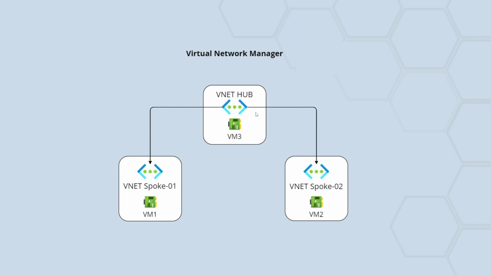So basically the idea is to check the connection between the VNet spoke 1, VNet spoke 2, and the VNet hub. I will make some scenarios, we'll make some tests, but yeah, let's get into it.